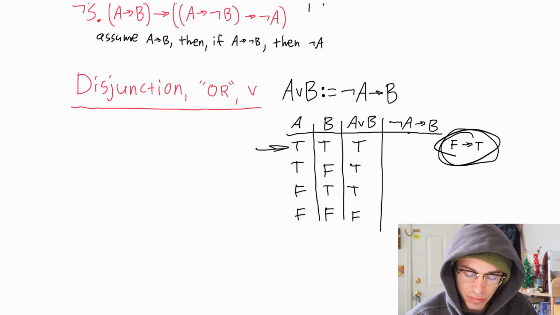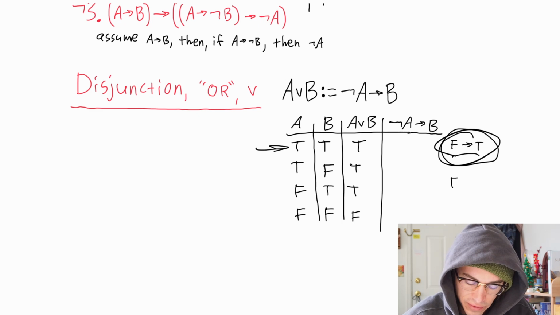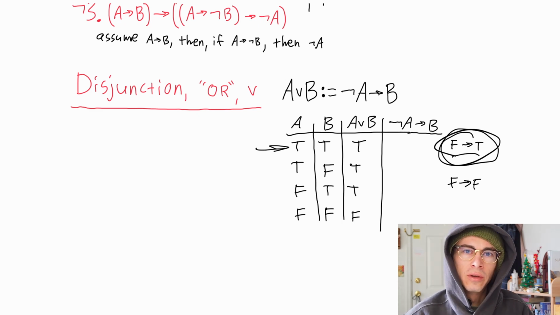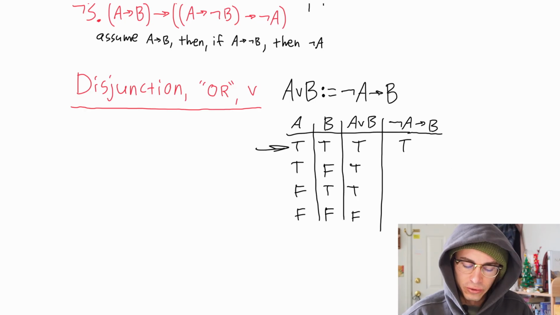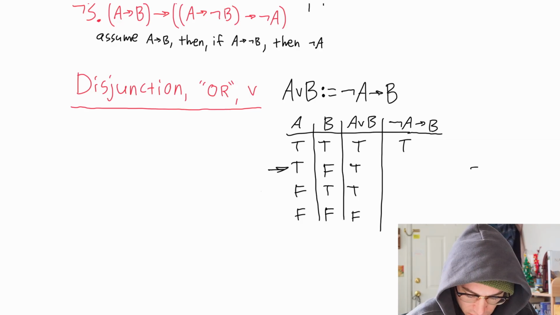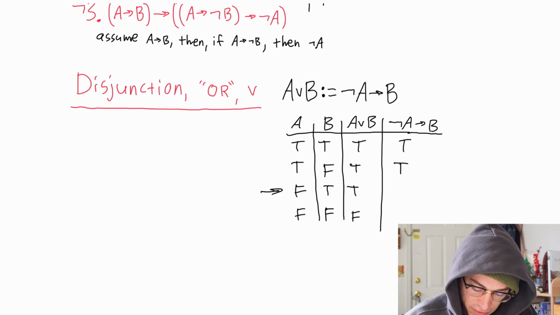Whether a false thing implies a true thing, or a false thing implies a false thing, both of those are considered true because either one of them could be true. So this one is true. Now we're going to have the same thing in this second one because A is true, so not A is false and B is false. So a false thing implies a false thing. Now in this one, A is false, so not A is true, and it implies B, which in this case is true, and that's going to be true.